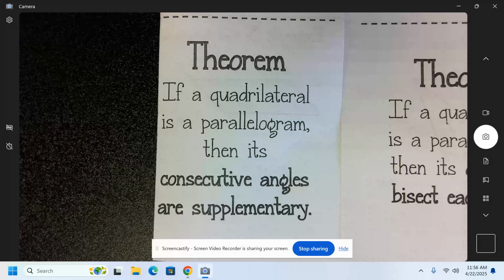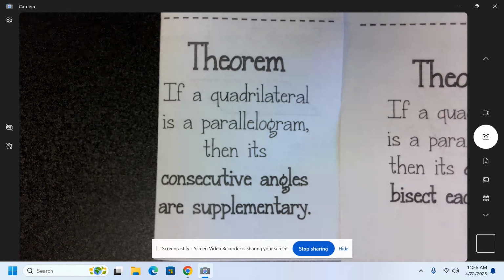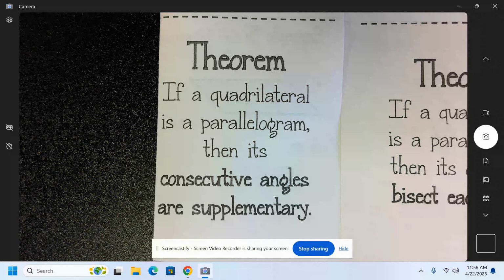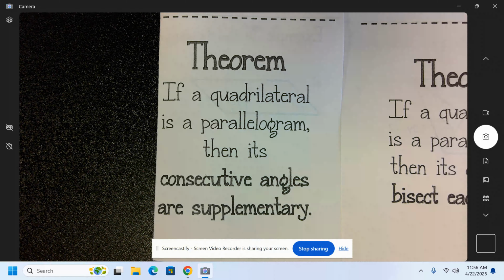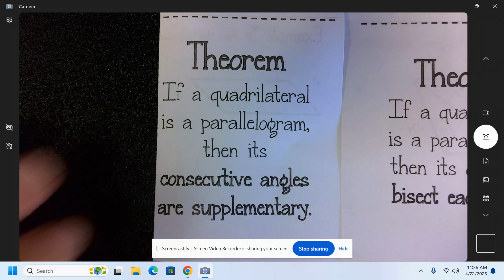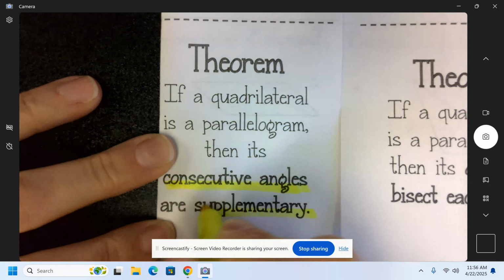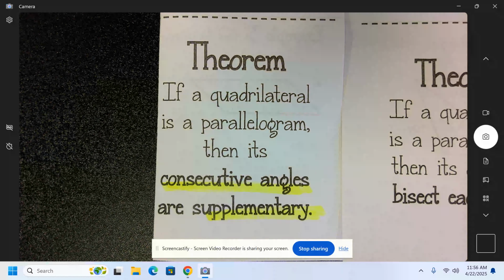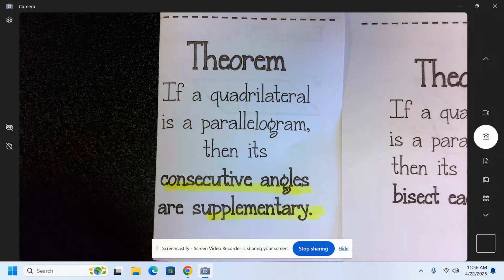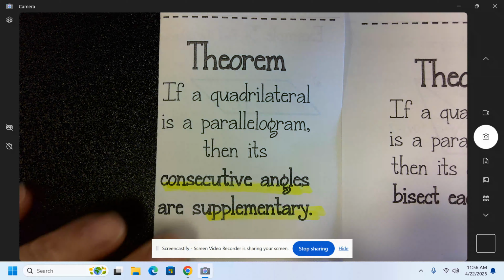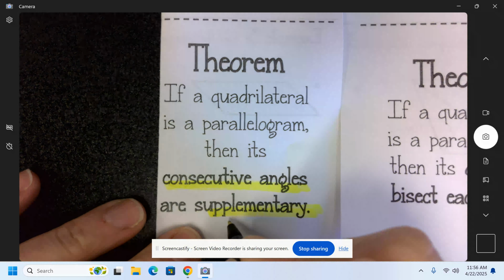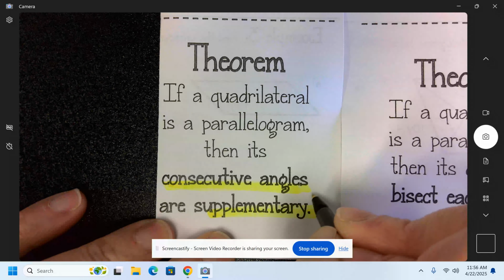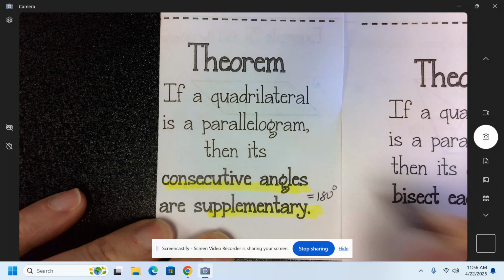All right, guys, today we're going to finish up looking at parallelogram theorems. So we've done the first two, and then we're going to look at these last two down here on the bottom of your handout. If a quadrilateral is a parallelogram, then its consecutive angles are supplementary. Just as a reminder, supplementary means that they total 180. If you've forgotten that, let's just write that down here, that means it equals 180 degrees, okay?